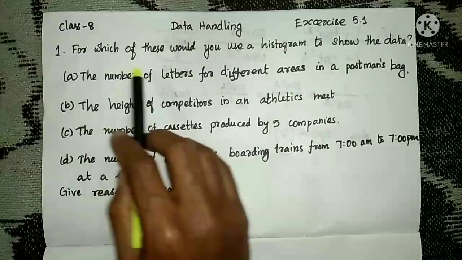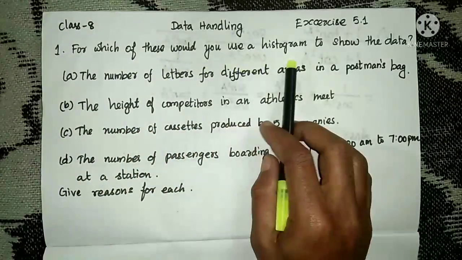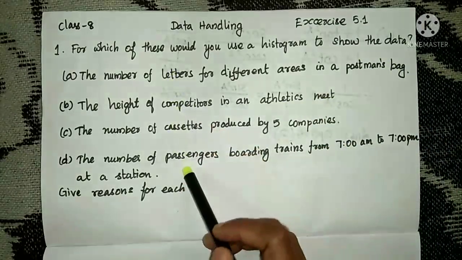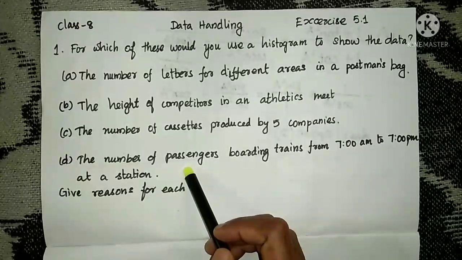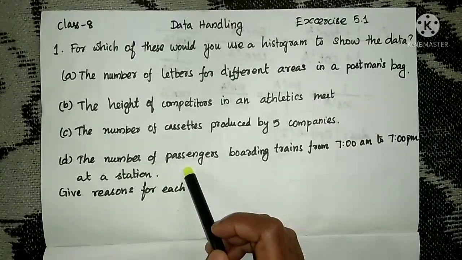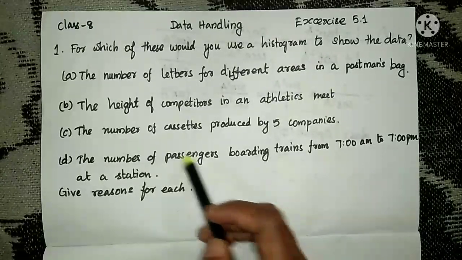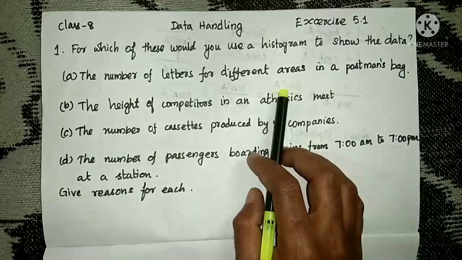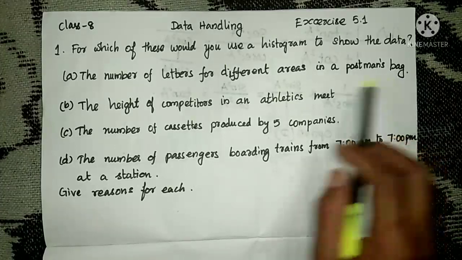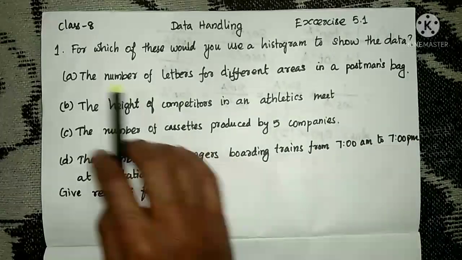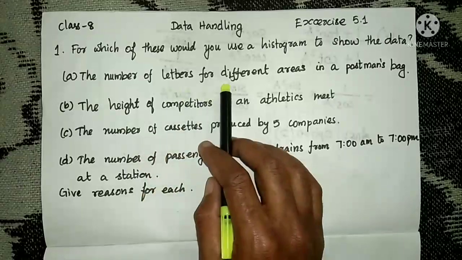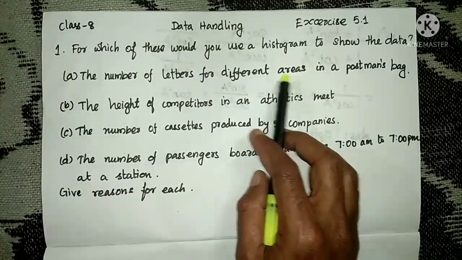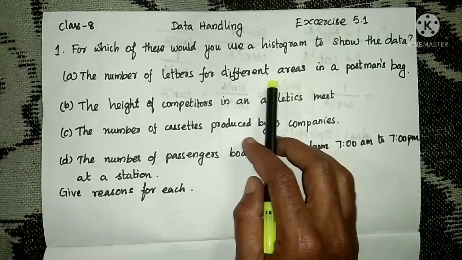First question, for which of these would you use histogram to show the following data? 4 സെൻറ്റൻസ് ഇവിടെ ഉണ്ട്. ഇതിൽ ഏതിലാണ് നമ്മൾ ഹിസ്റ്റോഗ്രാം യൂസ് ചെയ്യാൻ പറ്റുക? ഫസ്റ്റ് സ്റ്റേറ്റ്മെൻറ്റ്, ദ നമ്പർ ഓഫ് ലെറ്റേഴ്സ് ഫോർ ഡിഫറെൻറ്റ് ഏരിയാസ് ഇൻ എ പോസ്റ്റ്മാൻ ബാഗ്. Number of letters, we know it is a number. Different areas, we have to give the name of the area. So here there is no numerical value.